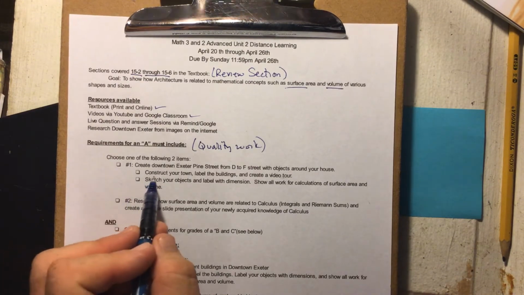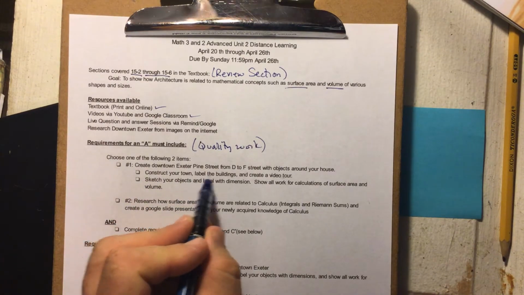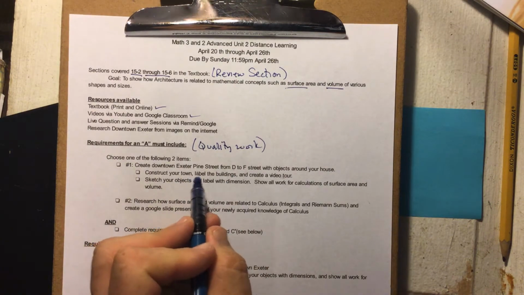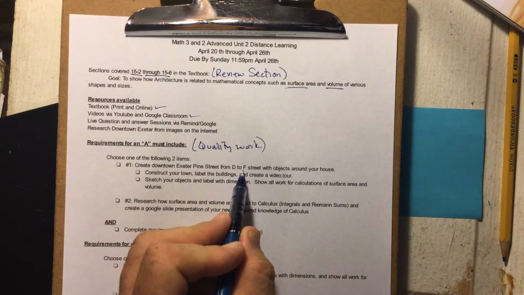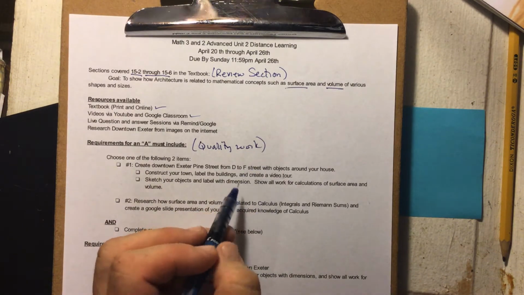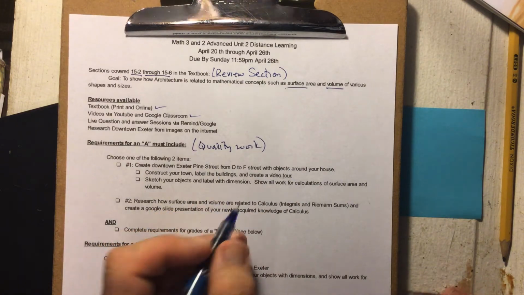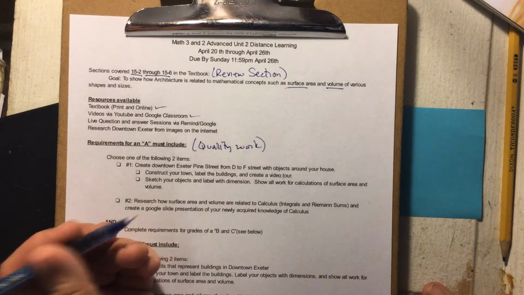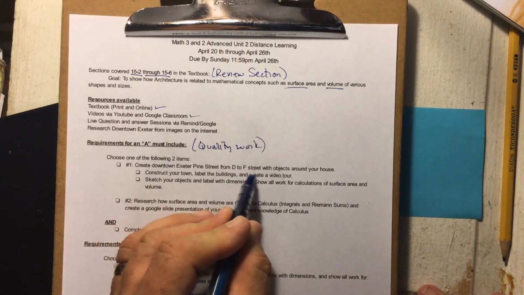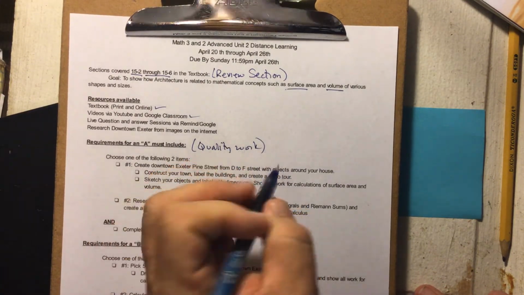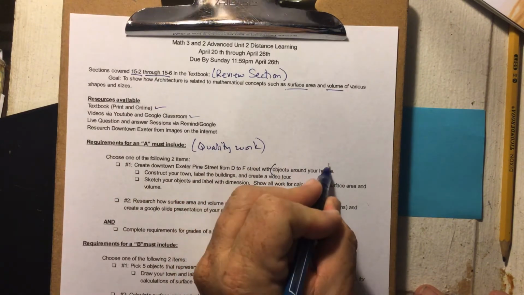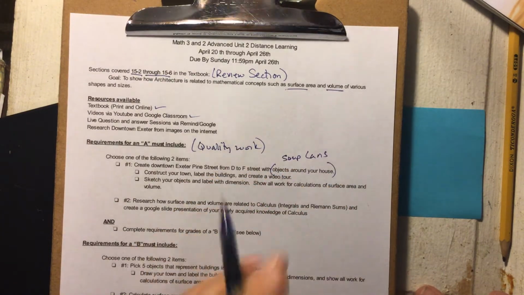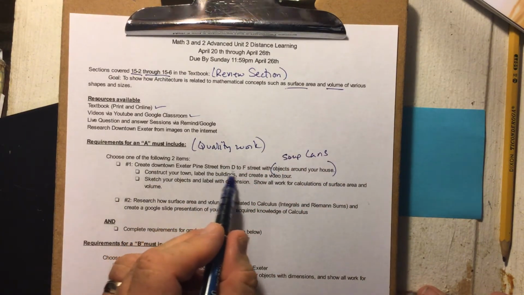So here we go. Number one, you're going to construct downtown, which is basically what we're just saying is Pine Street from D to F. So basically from Frosty King to Bank of America. You're going to use soup cans and boxes and decks of cards and whatever you decide to use, you're going to create with objects around your house. It can be whatever you choose it to be. And you're going to create downtown Exeter.